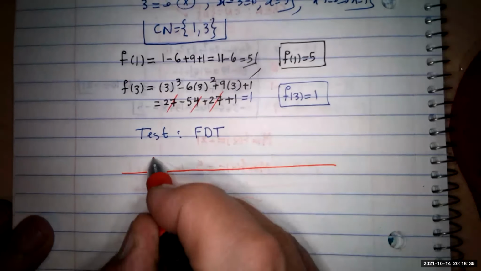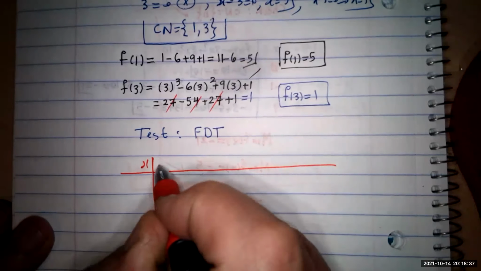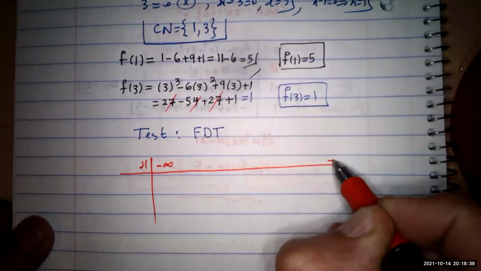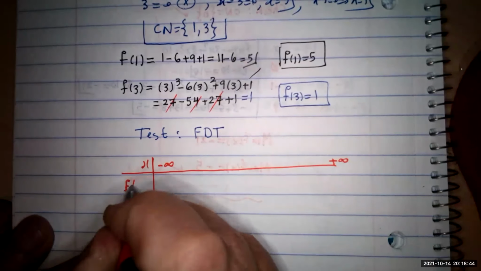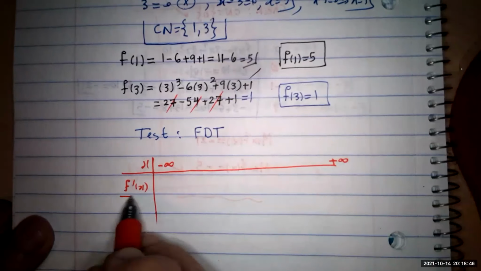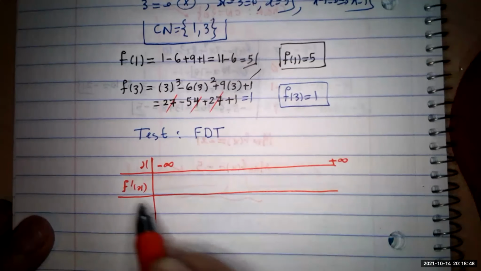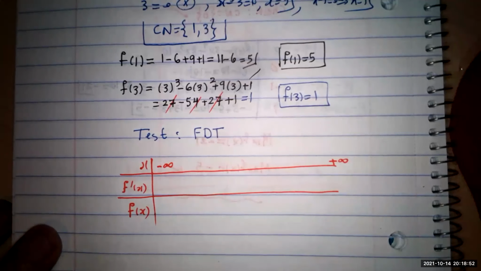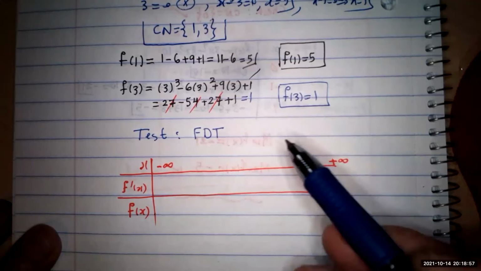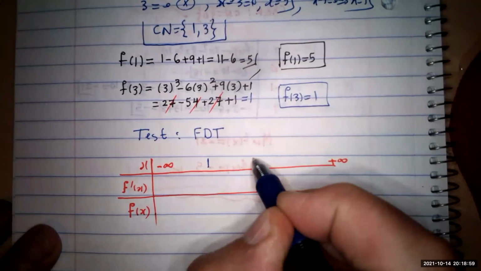In this chart, the first part is x, the number line from negative infinity to positive infinity. The second part is f prime, the derivative. And the third part is just the function. Now we're testing the critical values. We have two numbers, 1 and 3.